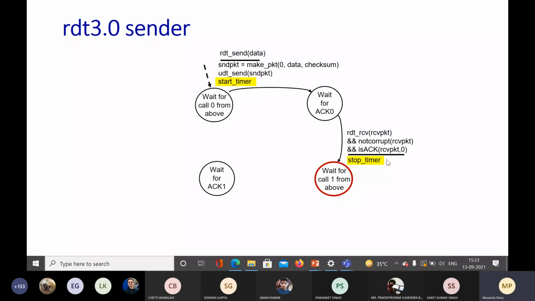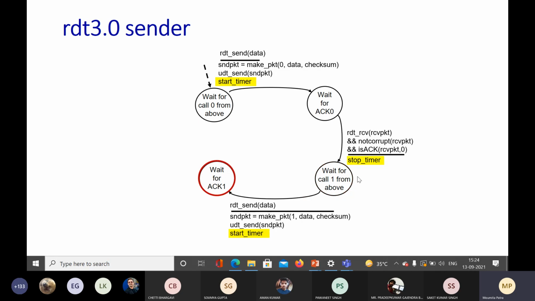Okay, and it goes to the next state where it is going to send a packet with sequence number 1. So it will wait for a call from the upper layer for making the next packet. This is the state that it will go to, that is, wait for call 1 from above.